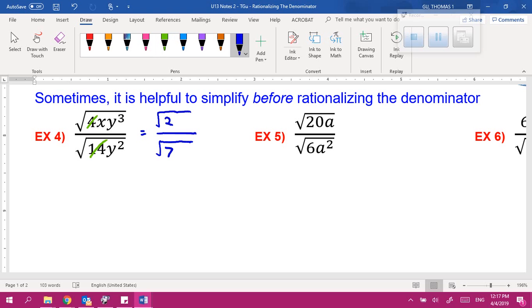But now let's continue with the division. The x on the top, is there anything to divide by on the bottom for the x? No, so I'm just going to put the x back on the top right there. But now I have y cubed divided by y squared. What is that? And should I put that on the top? Yes, because the bigger exponent, y cubed, was on the top. So now you can see that by simplifying, we've changed our equation to just square root of 2xy over the square root of 7, which makes it a lot easier to rationalize the denominator.